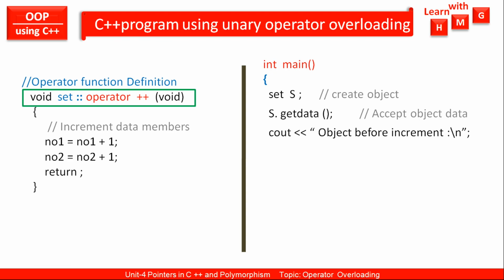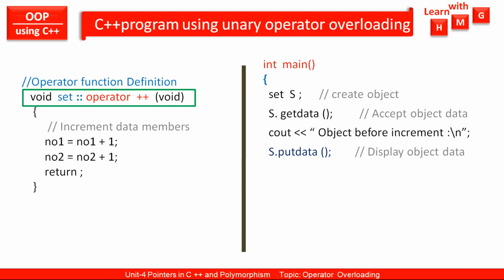Then I will display the object before increment, that is, whatever the values of the two data members of that object, no1 and no2, will be displayed by calling the member function putdata. So s dot putdata will display the object data, that is, it will display the value of no1 and the value of no2 data members.